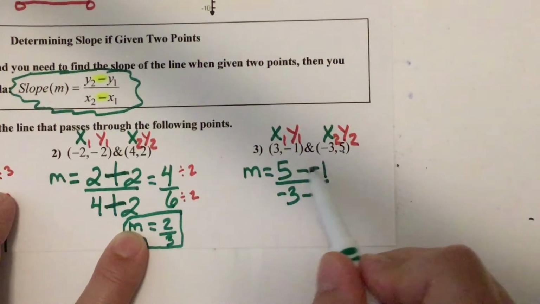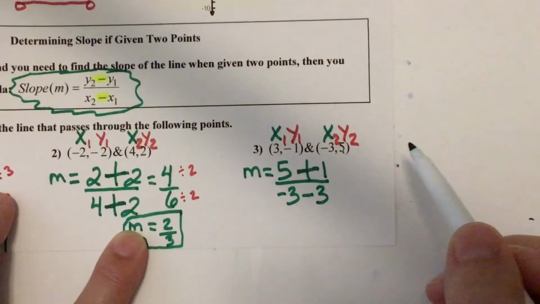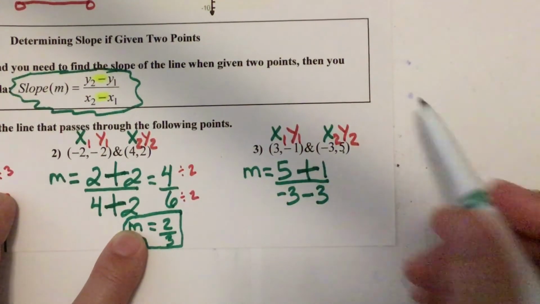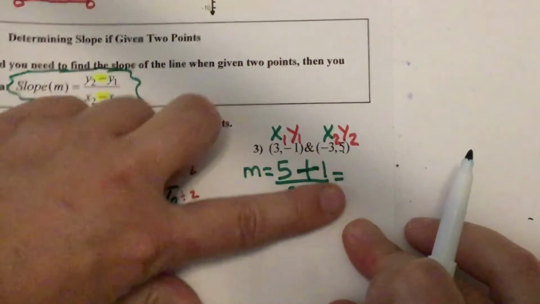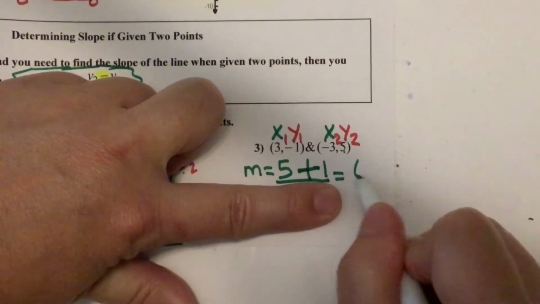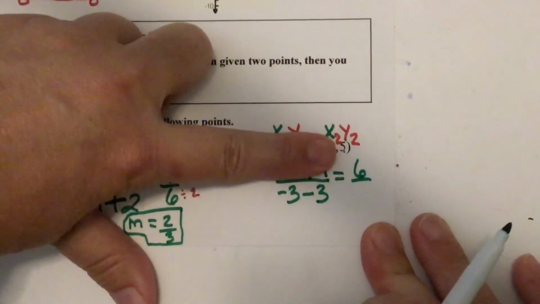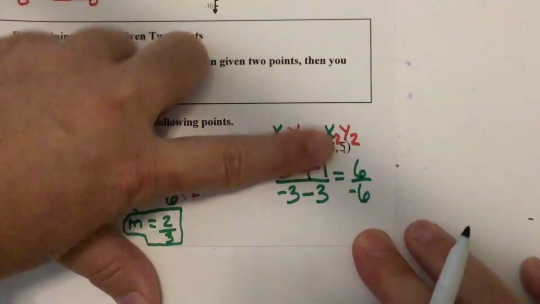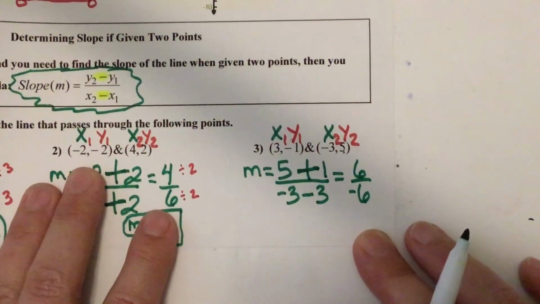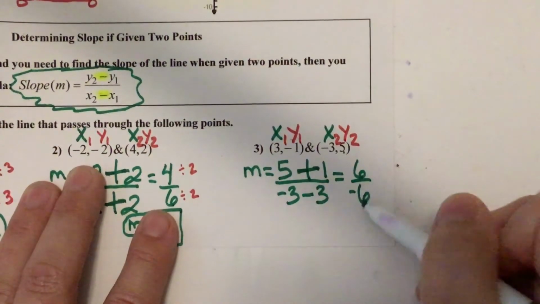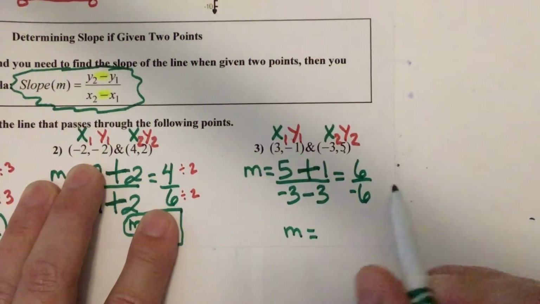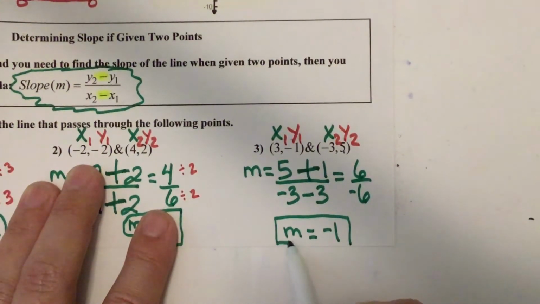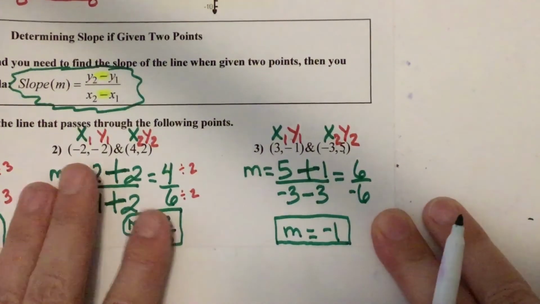This minus the negative back to back will make a plus, but I do not have a minus and negative back to back down here, so no pluses. So working it out, what is 5 plus 1? 6. Put your division bar. And what's negative 3 minus 3? Negative 6. 2 negatives add to make an even bigger negative. And then do you know what 6 divided by negative 6 is? Negative 1. And that's our slope, and we're done. Okay.